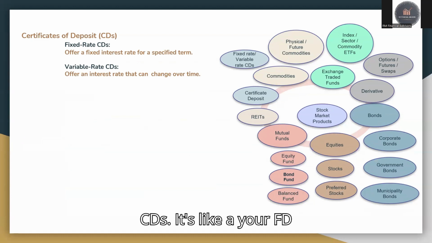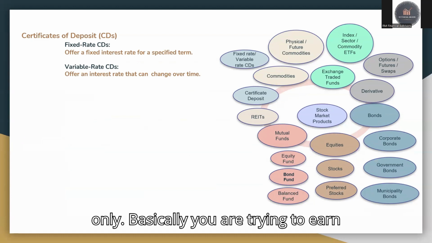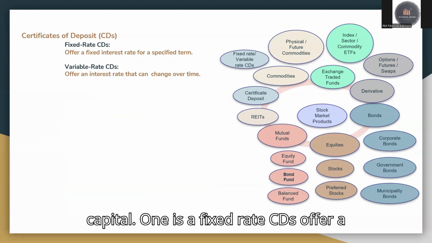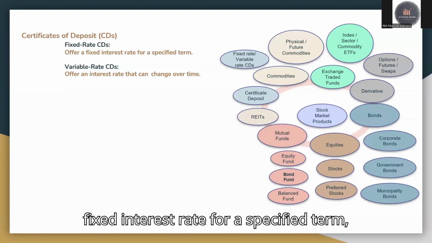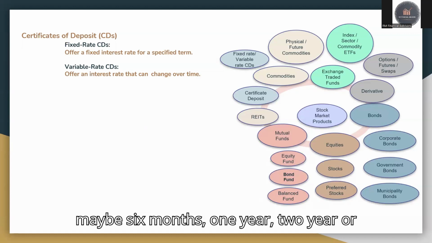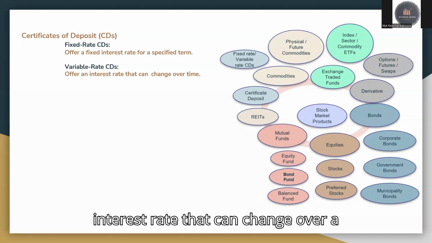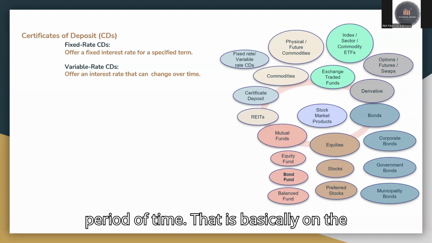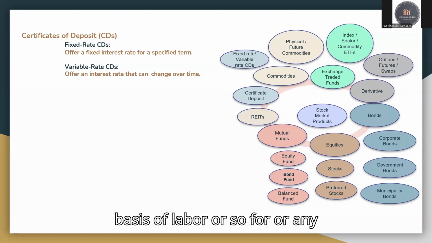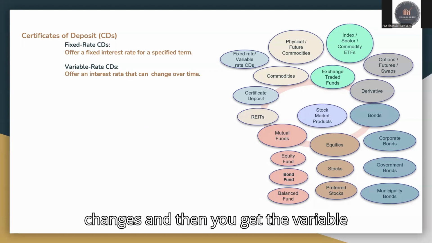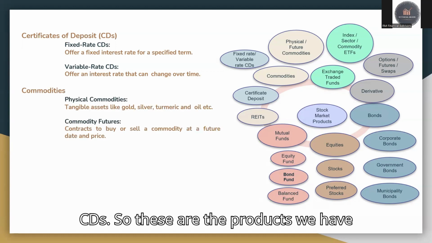It's like your FD only. Basically, you are trying to earn interest on your money, on your capital. One is a fixed rate CD, which offers a fixed interest rate for a specified term, maybe 6 months, 1 year, 2 years. Or a variable rate CD offers an interest rate that can change over a period of time. That is basically on the basis of LIBOR, SOFR, or any RBI rates. And on that basis, a spread changes and then you get the variable CDs. So these are the products we have.